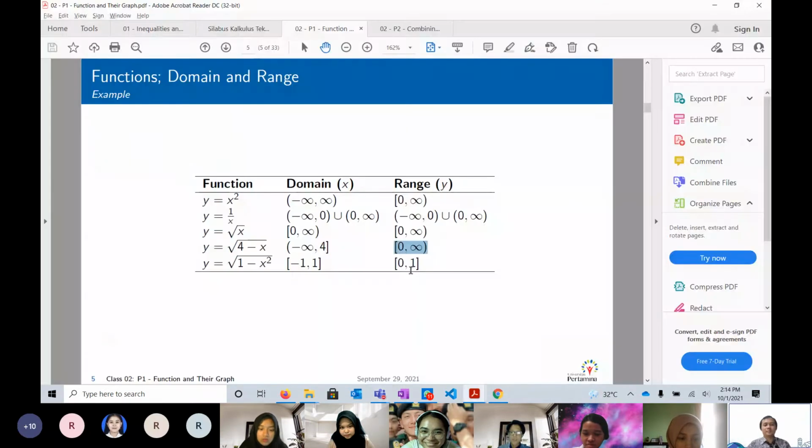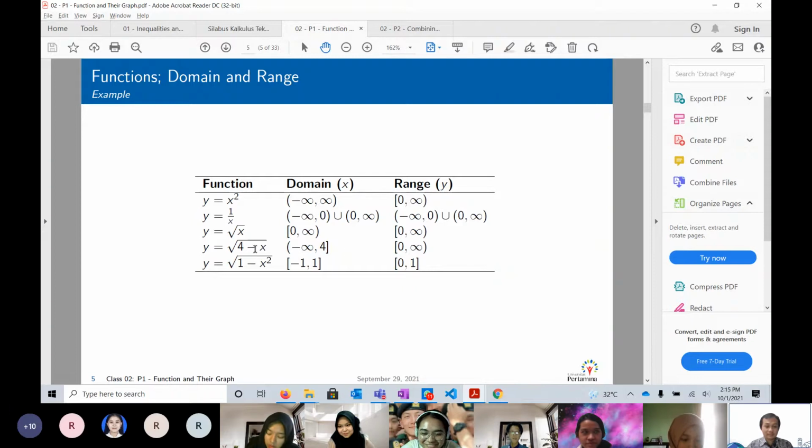Jason, okay. So why is the range 0 to infinity? That's the question, right? Yes. So first, I think because the function is 4 minus x inside the root. Yes. Walaupun dikurangin dengan bilangan negatif, hasilnya akan tetap positif.